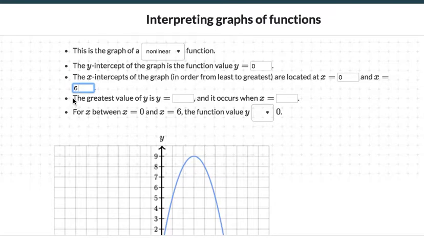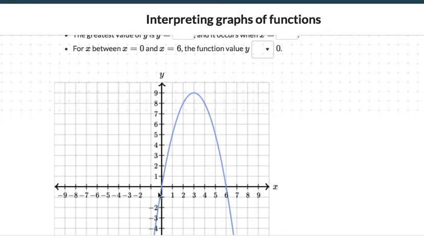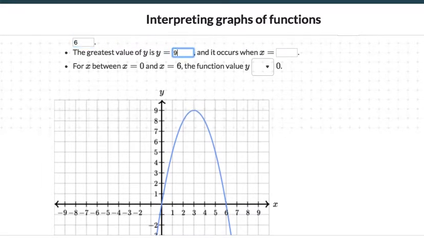Now the next sentence here: the greatest value of y is y equals something, and it occurs when x equals a particular value. Now the greatest value of y is the maximum value of this function, and we can see here this function increases all the way until it hits y equals 9, and then it starts decreasing again. So y equals 9 is the greatest value of the function, and it occurs when x equals 3. We look down at the x-axis and we see that the point where 9 is the highest value of the function is occurring when x equals 3.